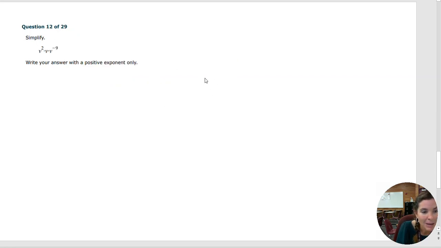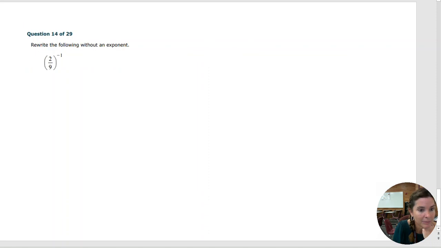Okay. The next one, what you need to recognize is that these are all like bases. We have v to the 2nd times v to the 1st times v to the negative 9. So when you're multiplying like bases, you keep the base the same, you add the exponents. So 2 plus 1 plus a negative 9 is a negative 6. And then from there, you have to rewrite this as 1 over v to the positive 6.